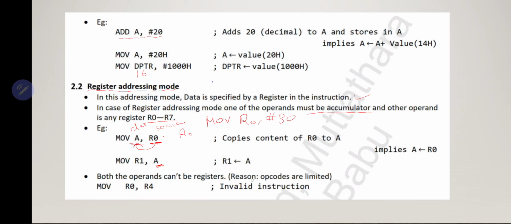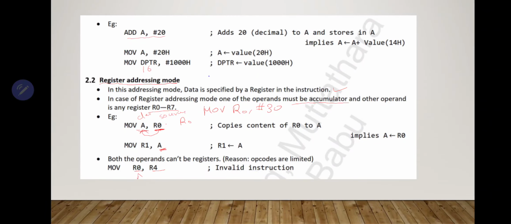Both the operands can't be registers, that is, opcodes are limited. These R0 and R4, here we are not using an accumulator. So this is an invalid instruction. When we are using register addressing mode, we are using two registers, and one should be an accumulator. Okay, that is register addressing mode. Hope you understand this.